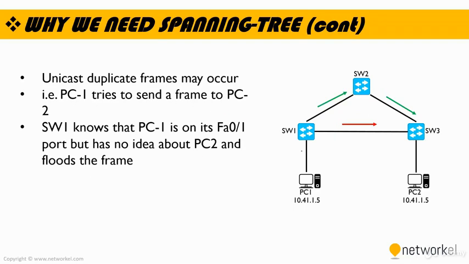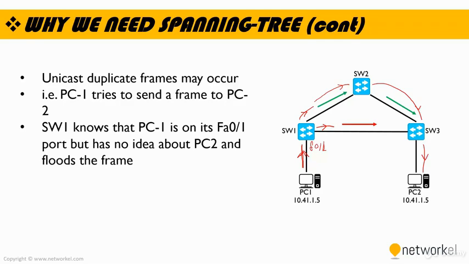PC1 tries to send a frame to PC2. Switch 1 knows that PC1 is on its FastEthernet 0/1 port, but switch 1 has no idea about PC2. Because of that, switch 1 will flood the traffic out from its other ports. The traffic will go this way and this way also. After that, the frame will come to switch 2, and switch 2 will send the packet to switch 3, and switch 3 will send the packet to PC2.